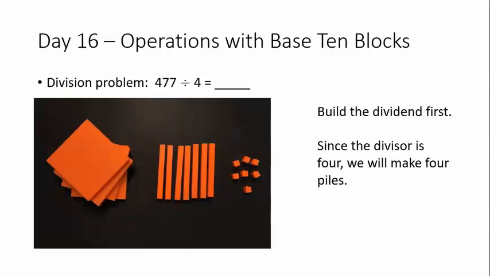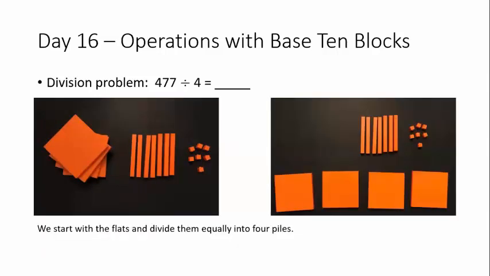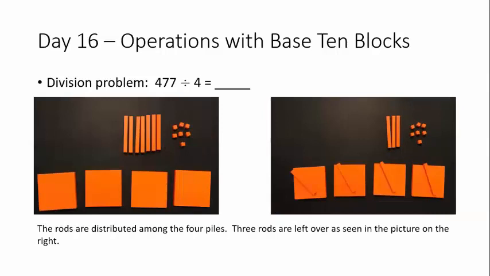Let's look at another division problem. 477 divided by 4. This time we'll make 4 piles because the divisor is 4. The flats can be distributed evenly into 4 piles. 1 flat will go in each pile. Next, I want to distribute the rods. There are 7 rods. 1 rod can go in each pile. 3 rods will be left over.